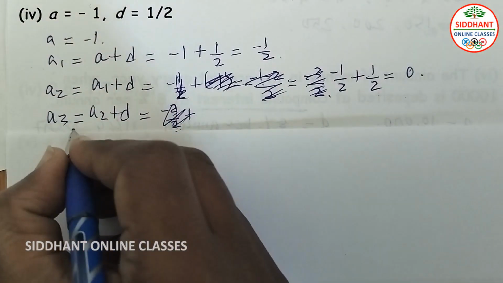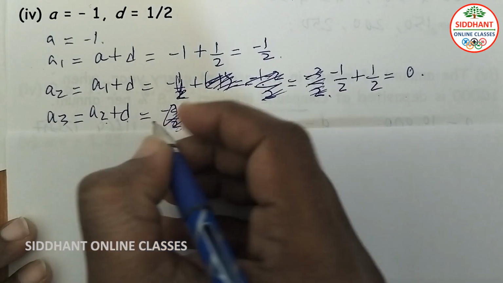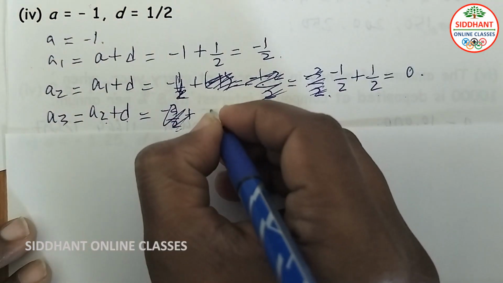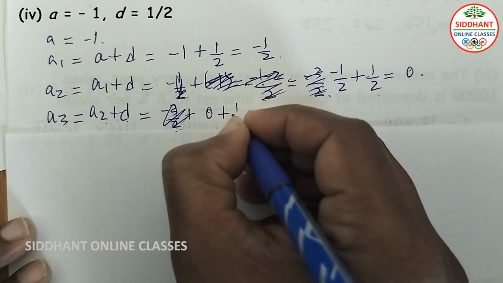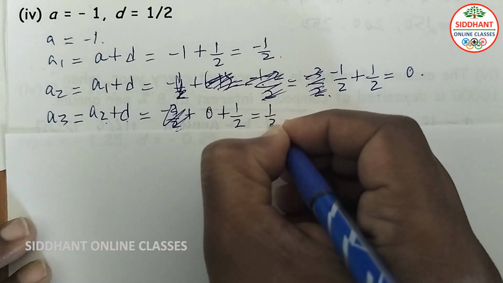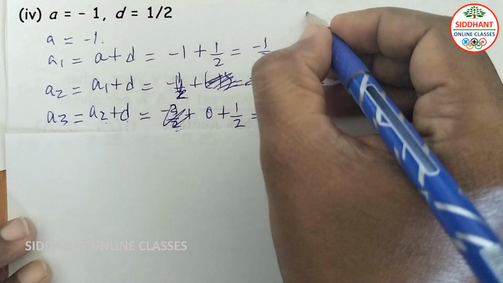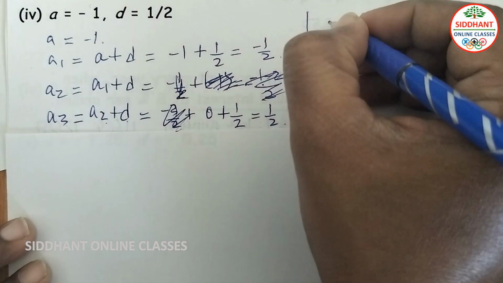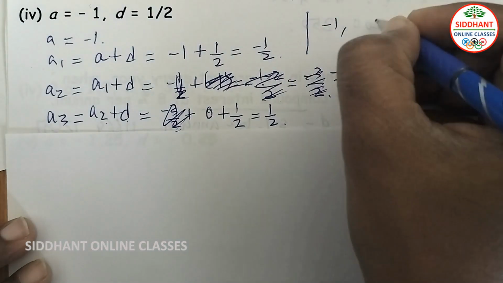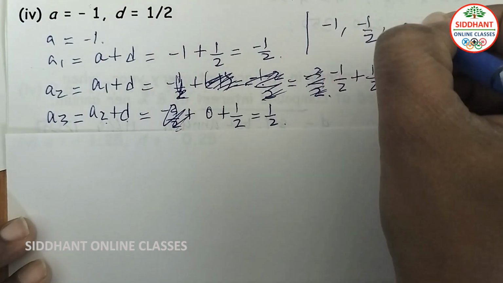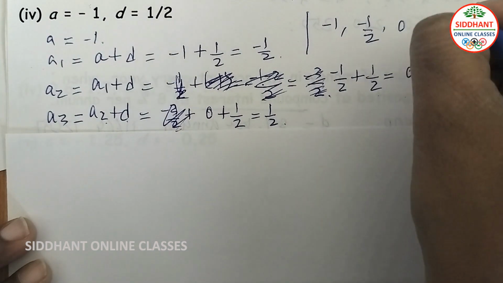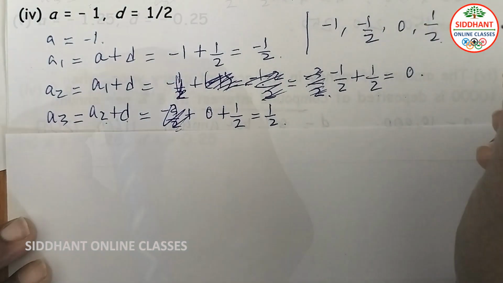Now A3 equal to A2 plus D. A2 plus D means A2 is 0, then plus difference is 1 by 2, that equal to 1 by 2 here. So the first four numbers are minus 1, second number is minus 1 by 2, third number is 0, fourth is 1 by 2 here.